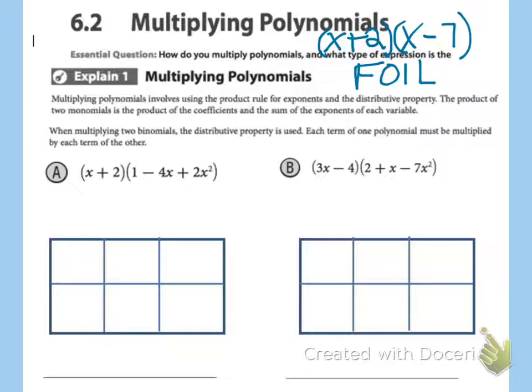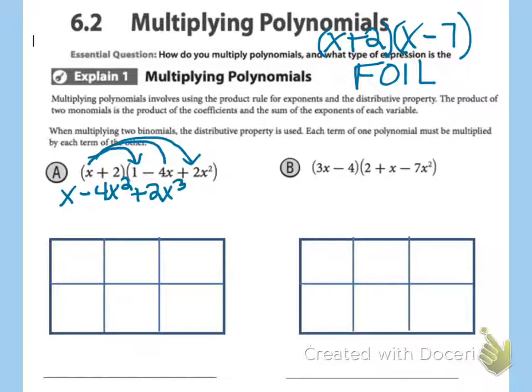So if I wanted to use the typical distributive property for question A, I would take everything in this first binomial, x plus 2, and I would distribute it. So let's say maybe I take the x and distribute it to each thing in the second one, and then go back and maybe distribute the 2, right? And so if I distributed the x through to each thing, that would be x times 1, which is x. I'd have x times negative 4x, that's negative 4x squared. I'd have x times positive 2x squared, which is plus 2x cubed.